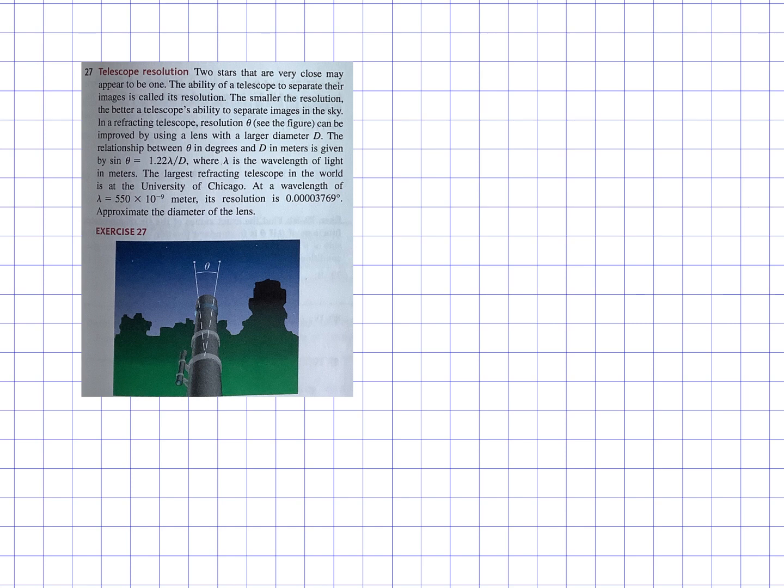Okay, the largest refracting telescope in the world is at the University of Chicago, at a wavelength of lambda, 550 times 10 to the negative 9 meter. Its resolution is 0.0000, okay, whatever. Approximate the diameter of the lens. Okay, so we have the sine of theta equals 1.22 lambda, actually we do that backwards, lambda divided by d. Okay. All right, so we're solving for d.